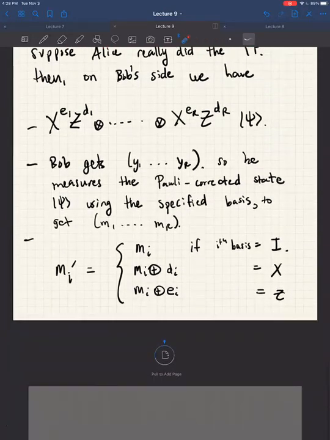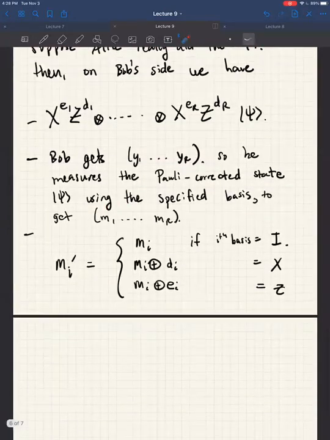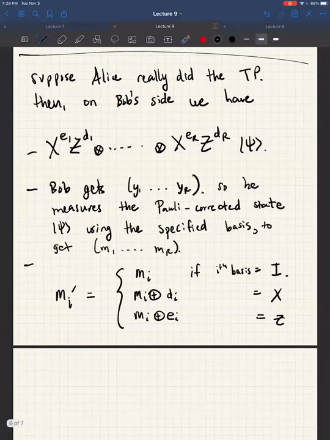Okay, so hopefully that makes sense. The gist is you just have to make a correction based on what the teleportation keys are. And this correction can be done completely on the verifier side.